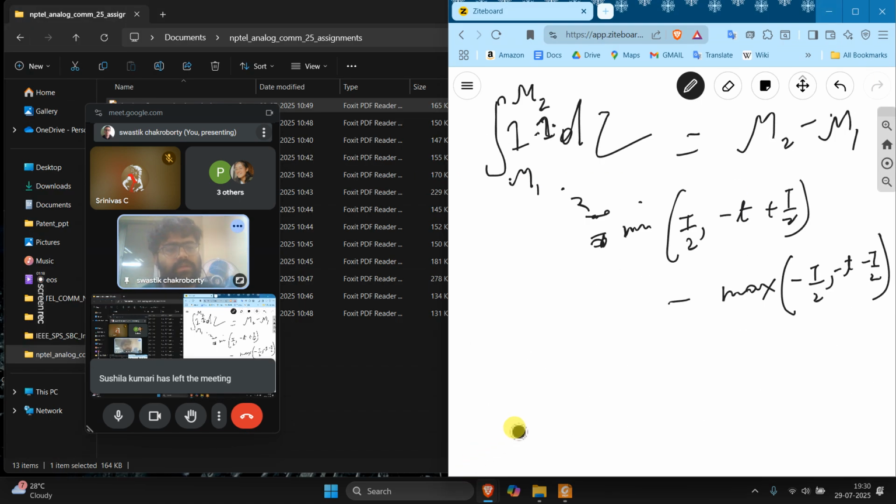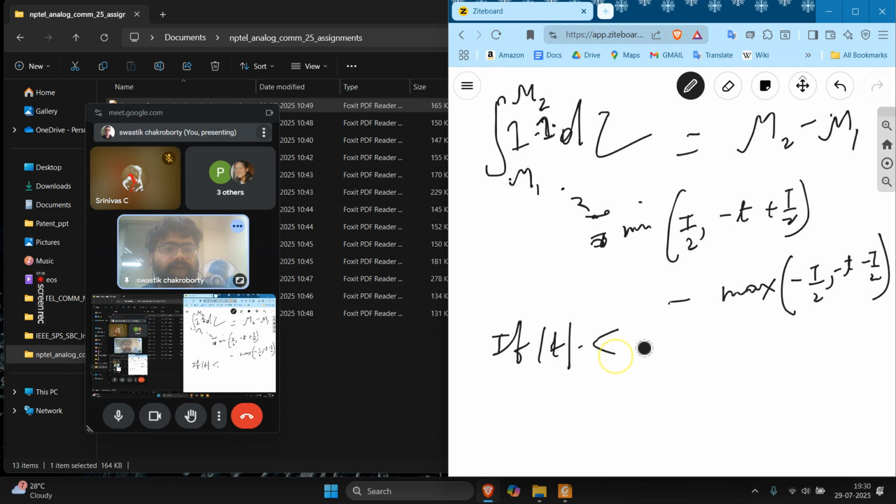Now here, if mod t is less than t, then if it is less than t, then you will see that this will be minus minimum of, you will have to find like... this is rather confusing to explain.